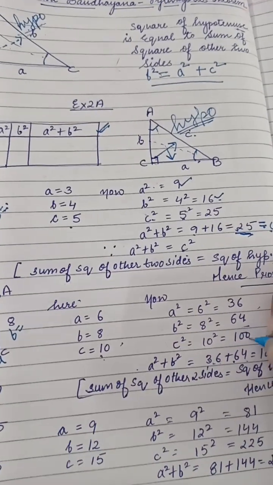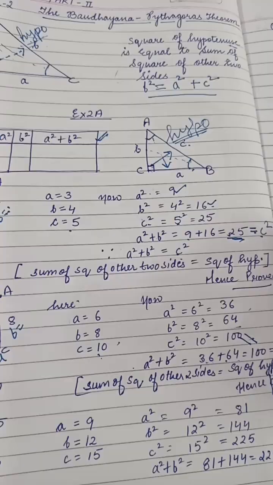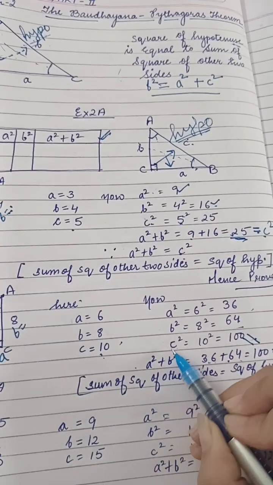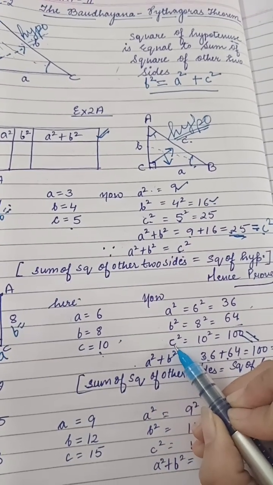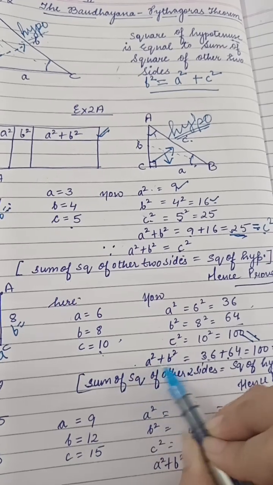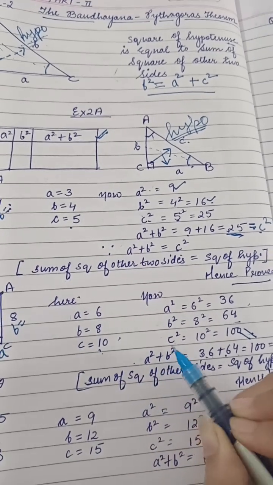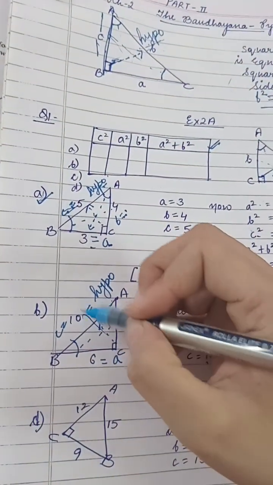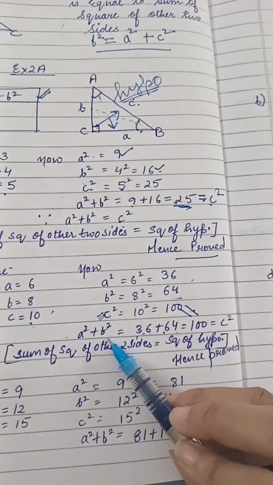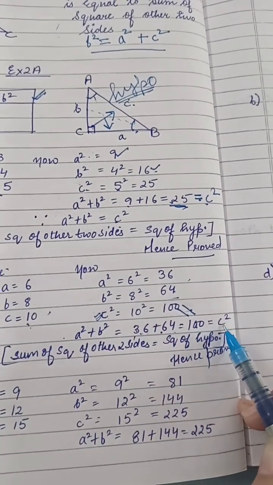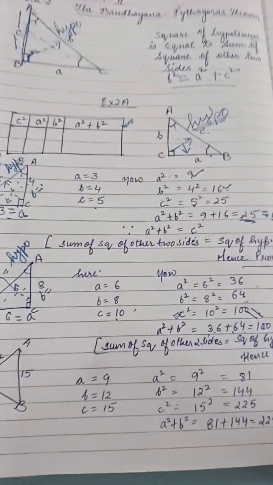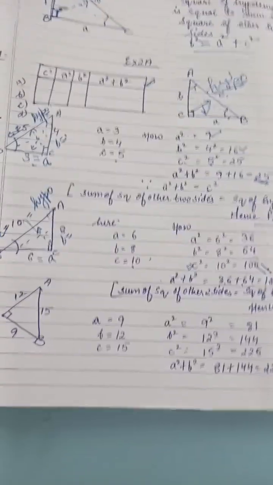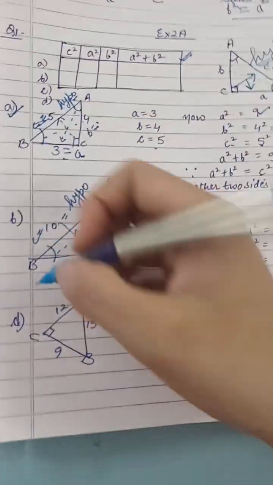Are they same? Check this. Are they same or not? The value of A square plus B square is equal to C square. Correct? So the sum of squares of the other two sides is equal to the square of the hypotenuse. Why C is hypotenuse? Because C is opposite to 90 degree. Yes or no? So that's why A square plus B square is equal to 100, which is equal to C square. Hence it is proved. Got it? Now coming to the D part, as C will be the homework.